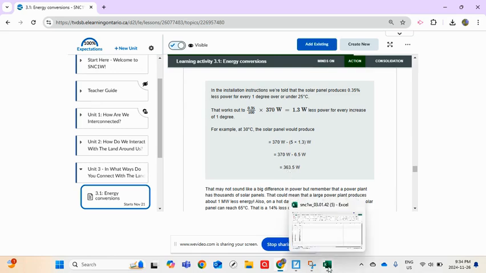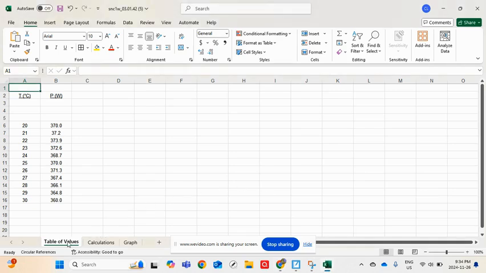Okay, so let's jump back over to our Excel spreadsheet. The very first one, I expect everyone to be able to do this. So we started at perfect 25 degrees Celsius. So if we go up or down, you should be going less 1.3 watts.